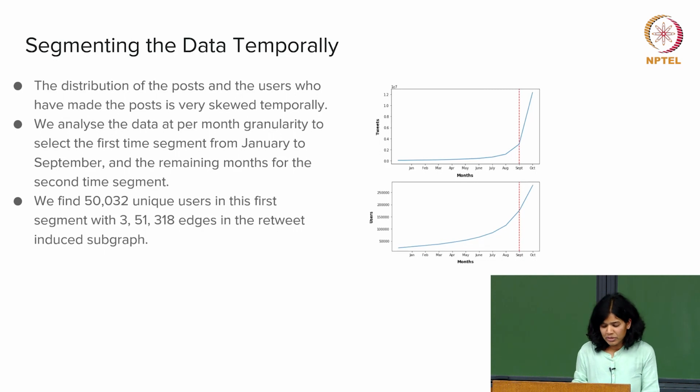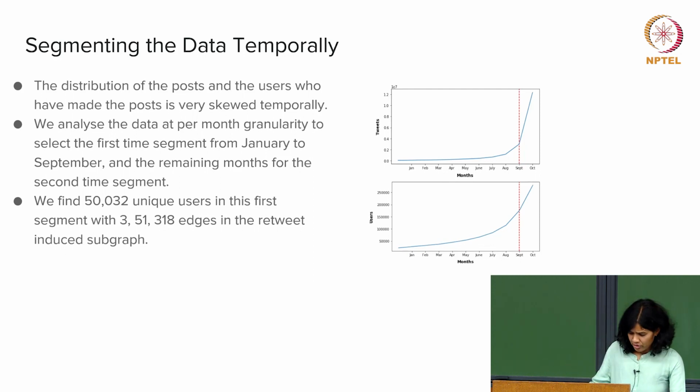This is specific to this data, but you would like to have at least a fraction of users in the first time segment. Here, this data was from January 2017 till October 2017, so the tweets were from this duration. In the first few months there are not many tweets, so we segmented around September: the first time period from January to September, and the rest is the other time segment.